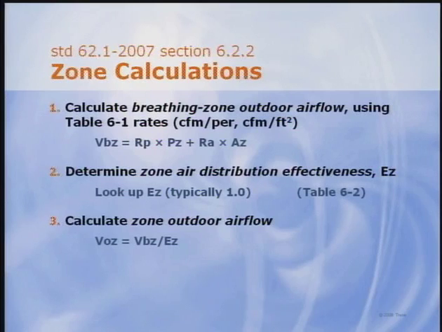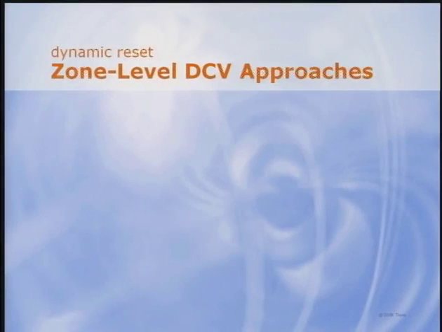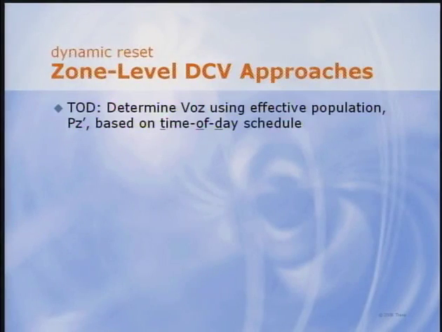This is the design value, but zones usually operate at less than peak population, so the actual outdoor airflow needed during operation can be reduced. The current zone population can be established using a variety of approaches. ASHRAE 62 lists some examples.